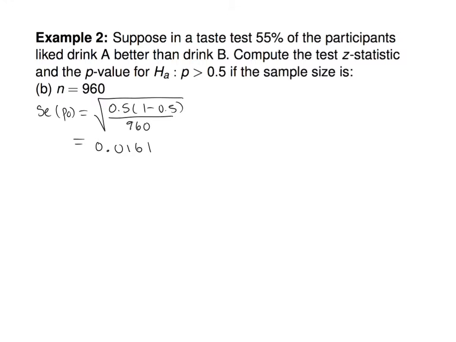Okay, great. And then your Z-score now is 0.55 minus 0.5 over 0.0161. I got 3.1. What'd you get? 3.125. Okay. I got 3.10. I used .016 instead of .0161. Oh, okay. So let's go with 3.11.